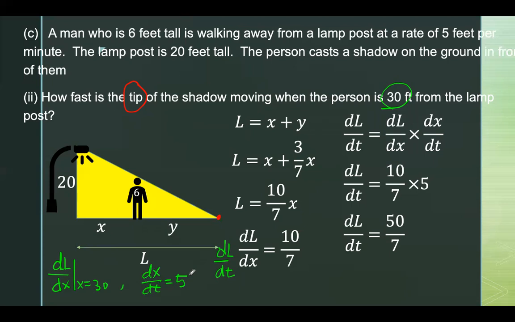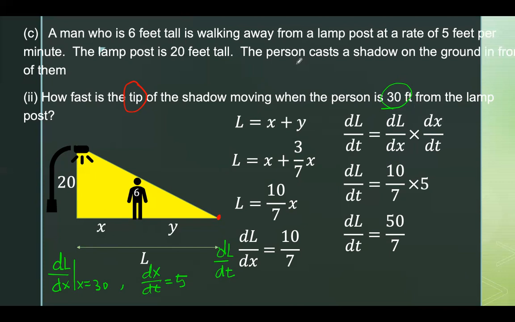Of course it's longer, because the tip is further out. It's growing further. Just now we were looking at dy/dt, and now we are looking at dL/dt. So you can see the 30 feet, how far the person stands from the lamppost, is not the concern.